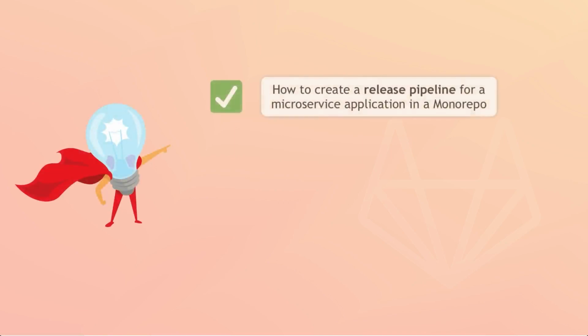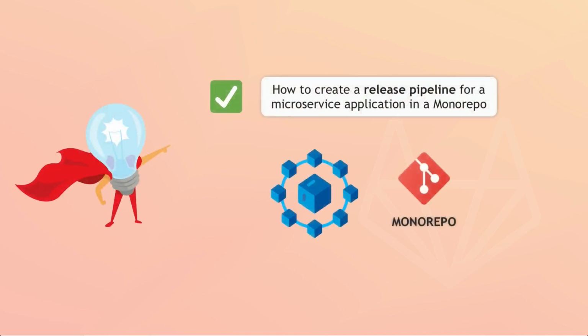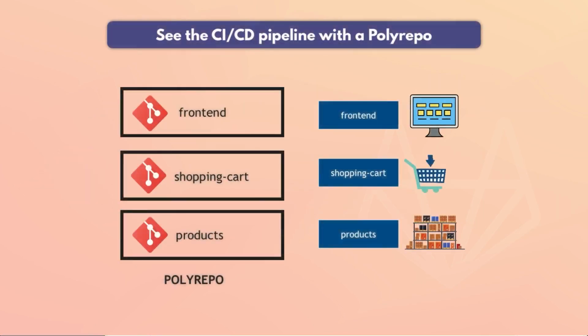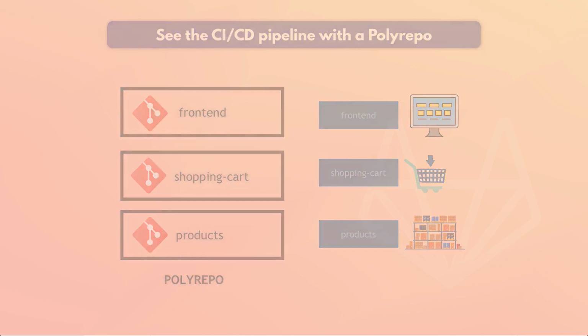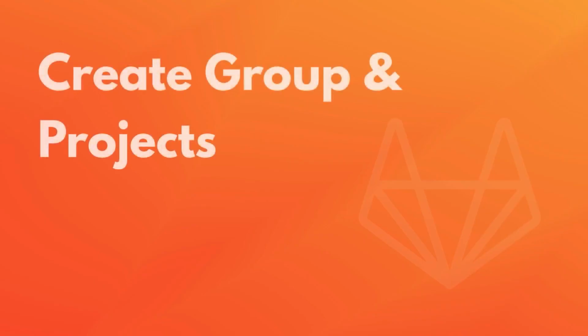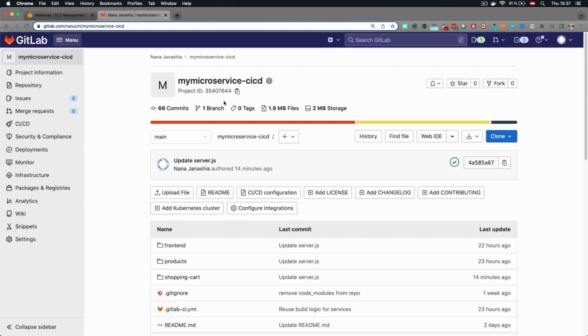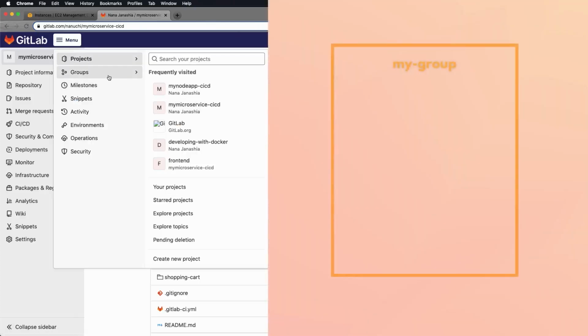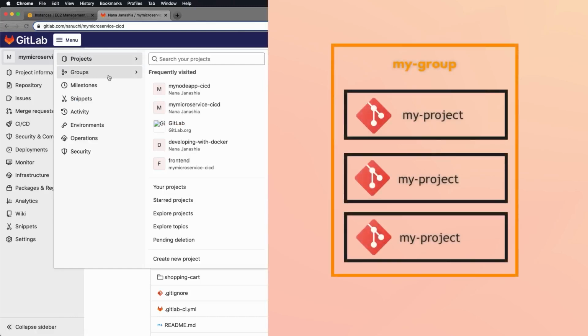Cool, we saw how to create a release pipeline for a microservices application in a monorepo. Now let's see what a release process looks like for a polyrepo equivalent of the same project. So first, let's create the polyrepo, or multiple repositories, for our microservices. Instead of the project, we're going to create a group, and then inside that group, we're going to have individual projects for all three microservices.